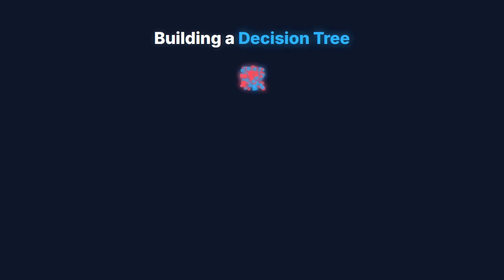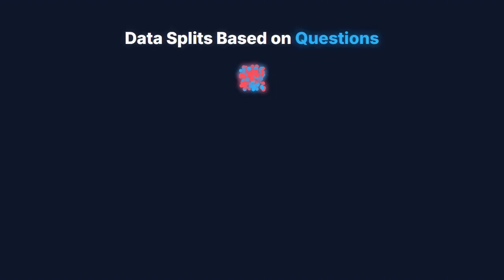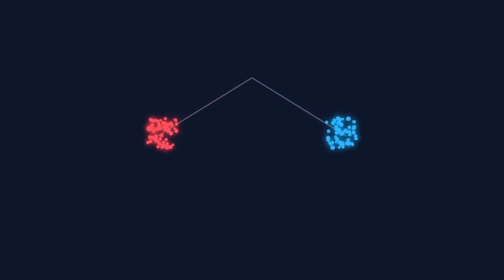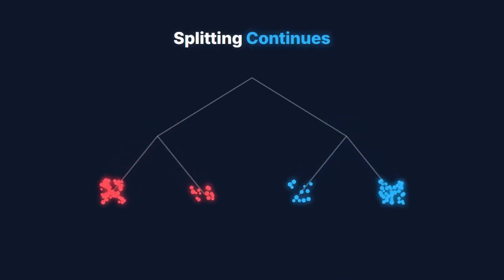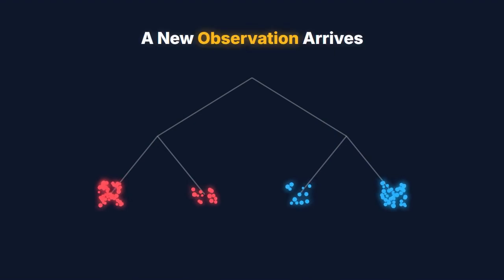Let's return to our opening question. How can a machine identify an unfamiliar bird? It doesn't need someone to manually write every rule. Instead, we give it examples. The algorithm searches for useful questions. It measures how well those questions separate the data. It chooses the best split. Then repeats the process. Eventually, it creates a tree of decisions. And when a new observation arrives, it simply follows the learned path until it reaches a prediction.